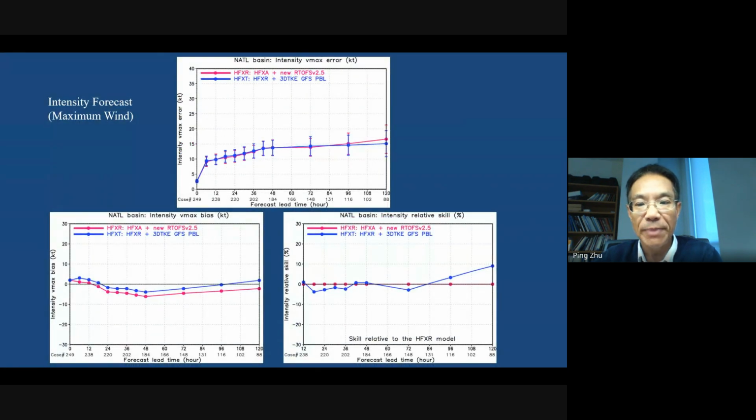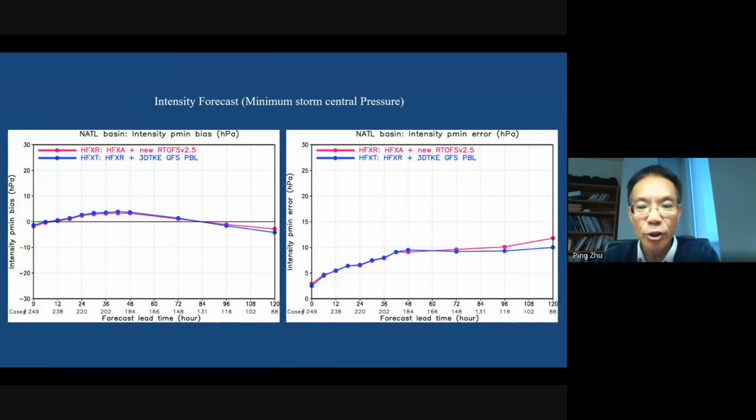This slide shows a bias error of predicted maximum winds. The performance of the 3D scale-aware TKE scheme is kind of mixed, but the scheme somehow relaxes the negative intensity bias by HAFS and shows some improvements in skill in the later part of the simulations. Next. This slide shows a bias error of predicted minimum storm center pressure. Again, we see improved skill by the 3D scale-aware TKE scheme in day 4 and day 5 forecast. Next.